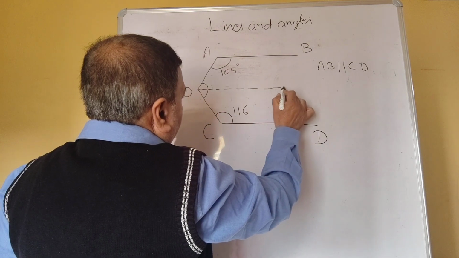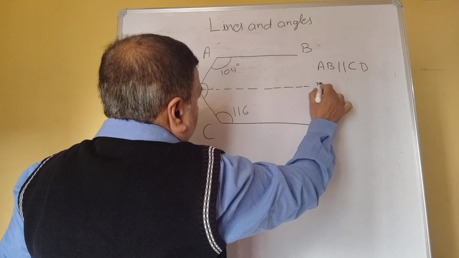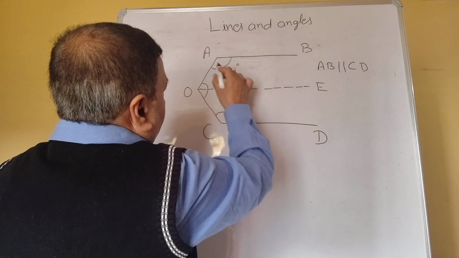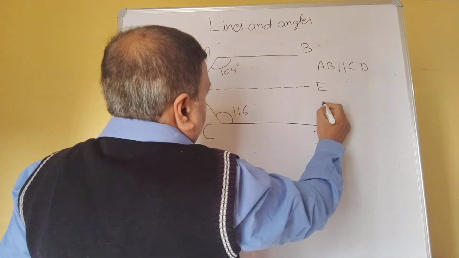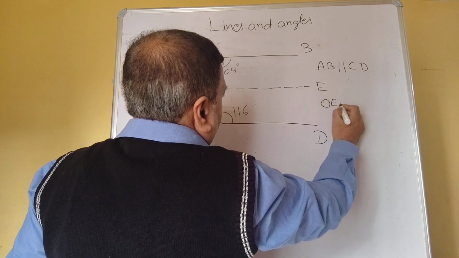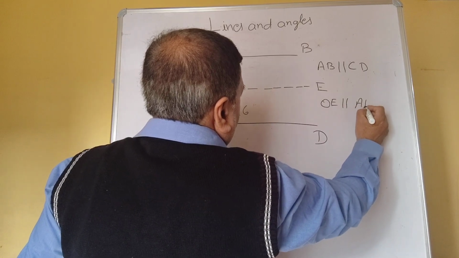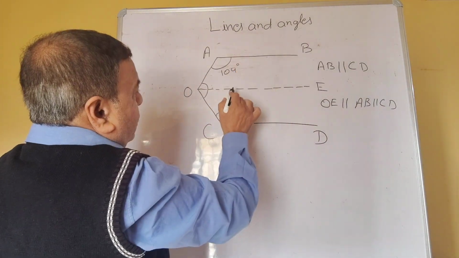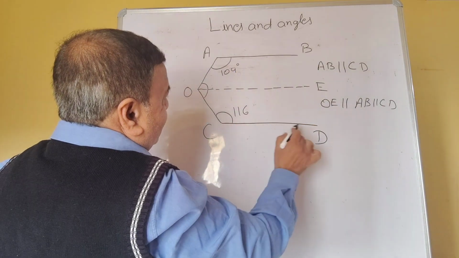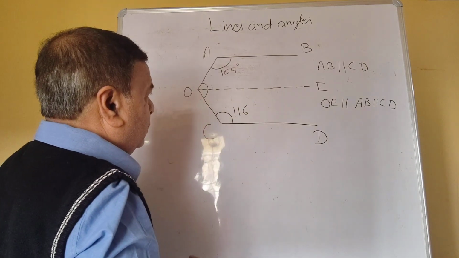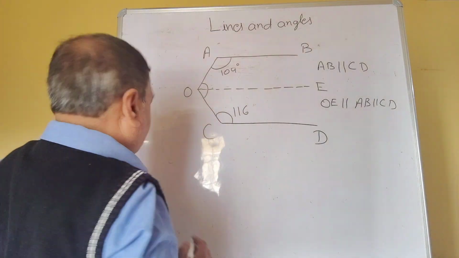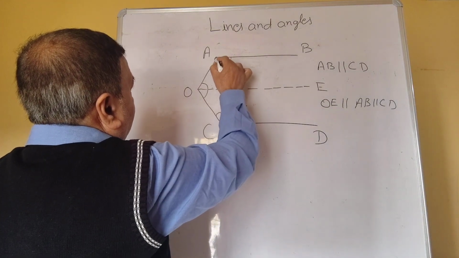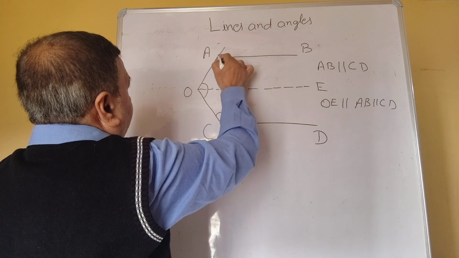We'll draw a line here. Suppose this is E, in such a way that OE is parallel to AB. So we draw a line OE, which is parallel to AB, and AB is also parallel to CD. So all three lines are parallel: AB, OE, and CD. Now what will happen? Look at this. Now AB and OE are parallel. We can extend this line upward.